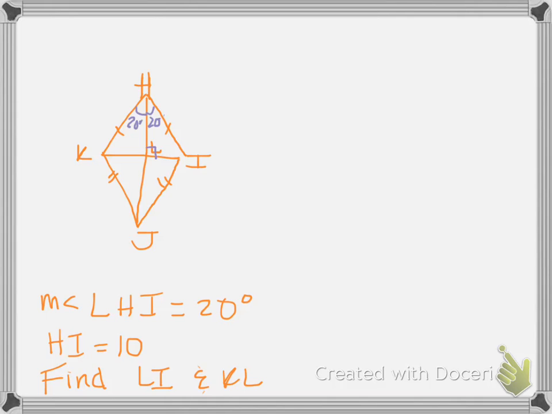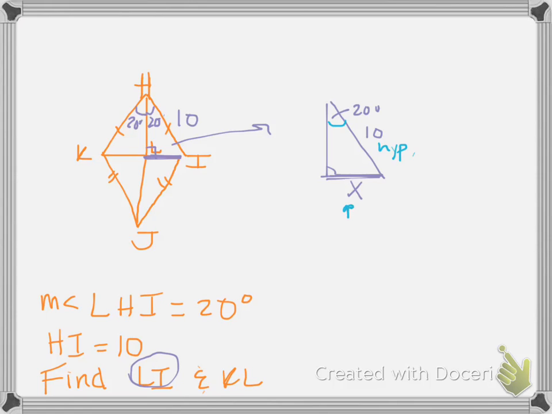So I also have HI representing 10. Find LI and KL. So right now, if you look at this triangle here, this represents 20 degrees, this represents 10, and we have our right angle. Okay, and I need to find, let's see, one of them is LI, so I need to find this length. So this one right here. So we're going to say it's X.